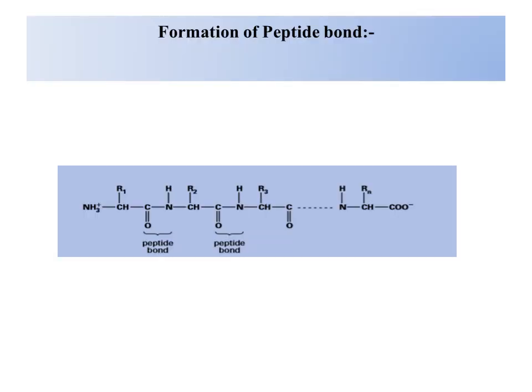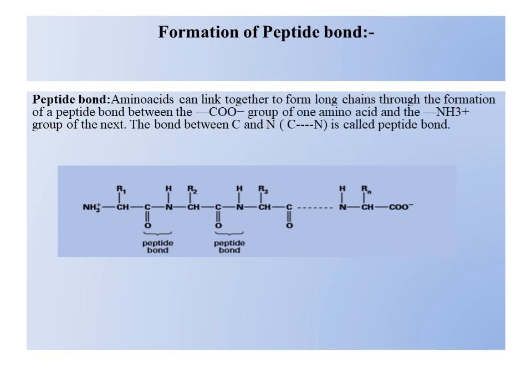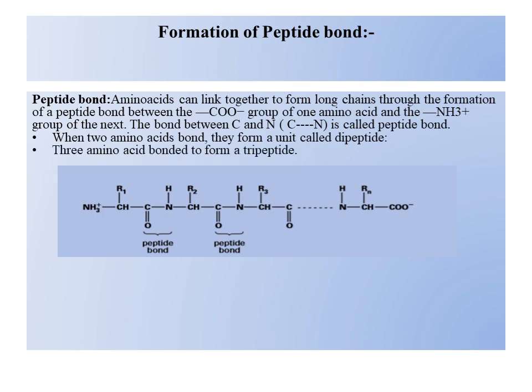Formation of peptide bond. Amino acids can link together to form a long chain, through the formation of a peptide bond between the carboxyl group of one amino acid and the amino group of the next. This bond between carbon and nitrogen is known as a peptide bond or peptide linkage. When two amino acids bind, they form a unit called a dipeptide. When three amino acids bind, they form a tripeptide. When many amino acids bind, they form a chain called a polypeptide.